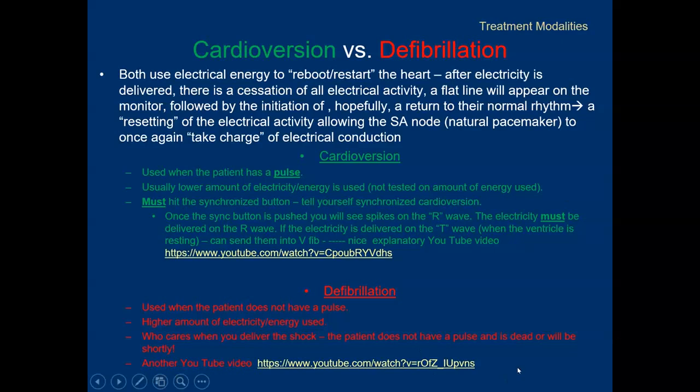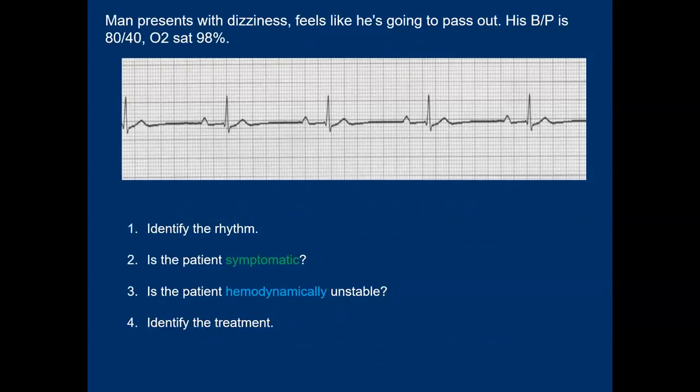Again, I have a YouTube reference here that can help you understand this if you don't have the opportunity to see synchronized cardioversion or defibrillation in a true clinical setting. I hope you do. For your sake, it's all about you and this clinical experience.